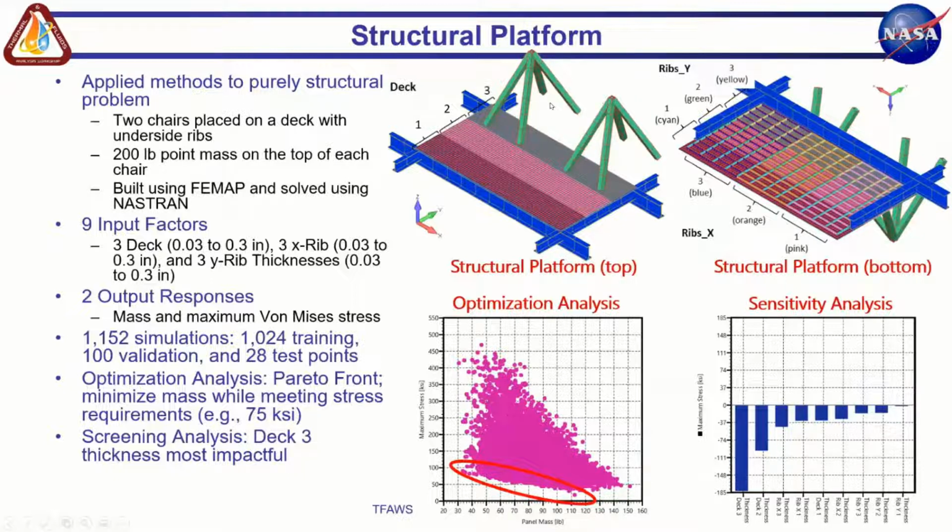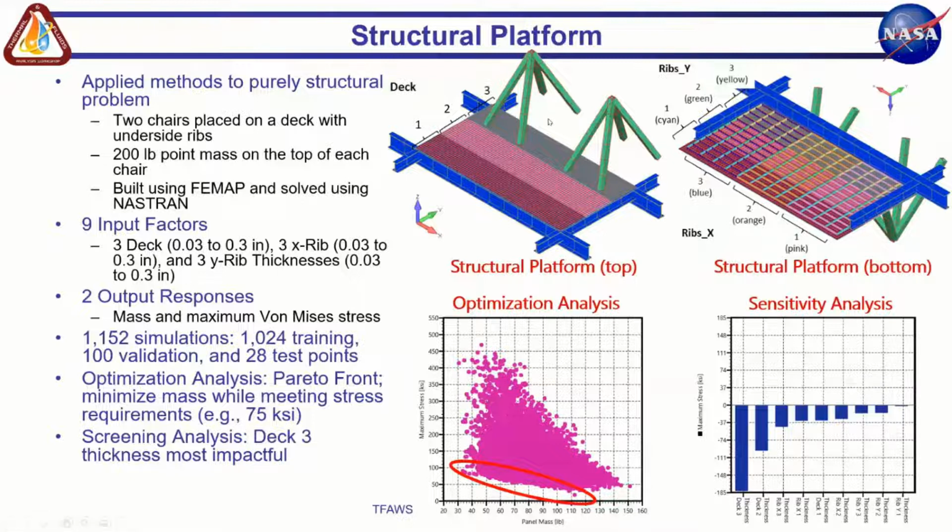and what we did is we basically had 3 different types of input factors. One was the deck itself, which we can see here, and it's split up into 3 different areas, 1, 2, and 3. And then we have X ribs, so ribs along the X. This is the underside of this structural platform. And then Y ribs. And we're varying the thickness of the deck, varying the thickness of the X ribs, and varying the thickness of the Y ribs, both at 3 different locations. So the deck is at three sections, and the X ribs, again, 3 sections, and the Y ribs, same thing. So we essentially had 9 input factors, and then also 2 output responses.